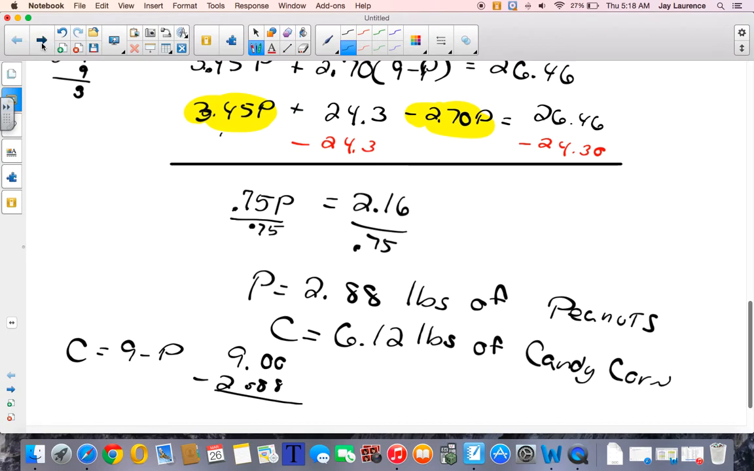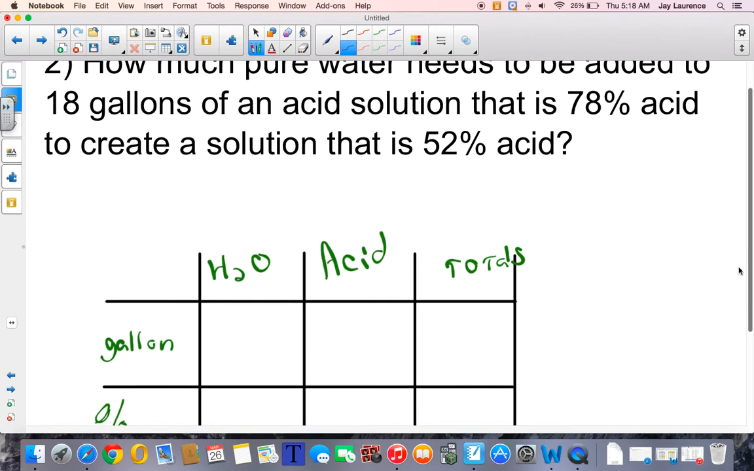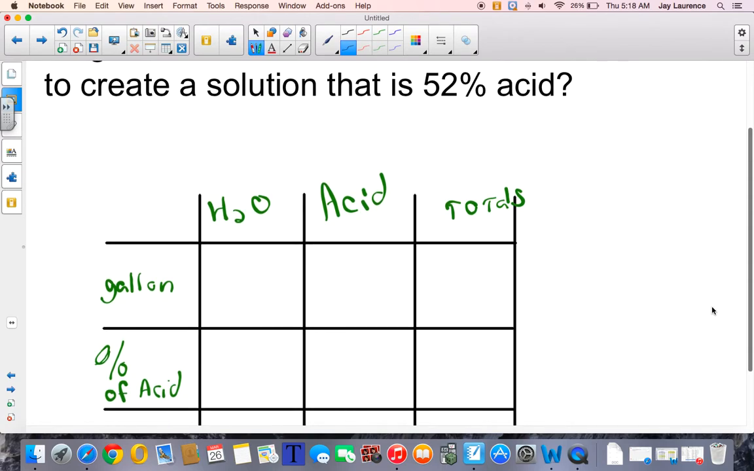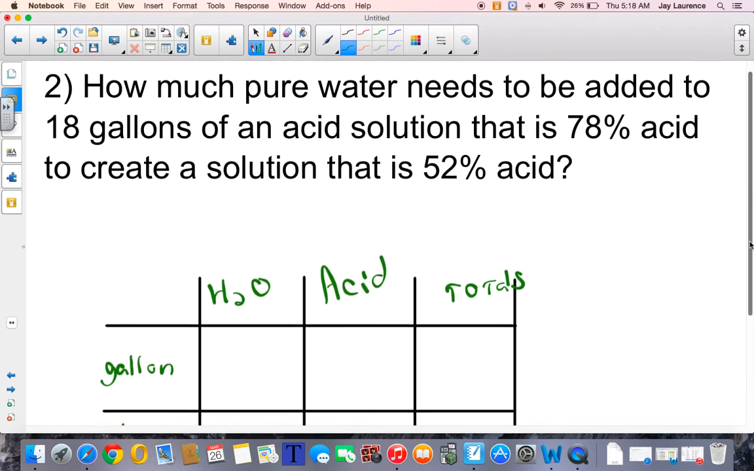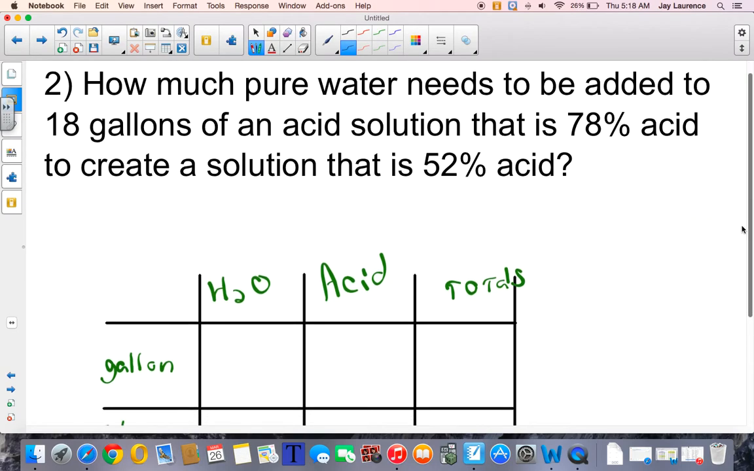See how simple the chart makes it? All right, let's try this one here. How much pure water needs to be added to 18 gallons of an acid solution that is 78% acid to create a solution that is 52% acid? Okay, so here, we'll read that again. How much pure water needs to be added to 18 gallons of an acid solution that is 78% acid in order to create a solution that is 52% acid?